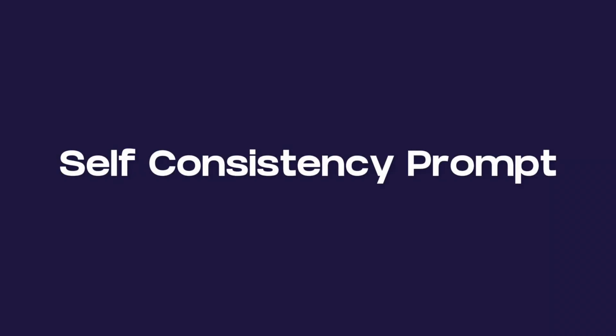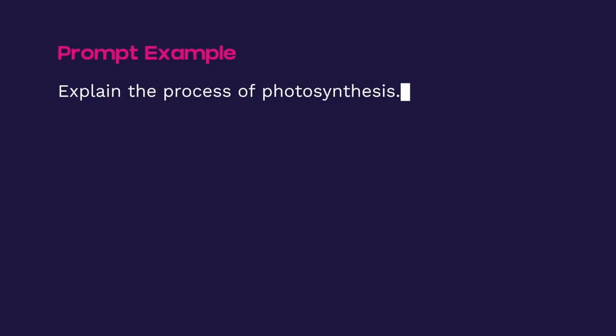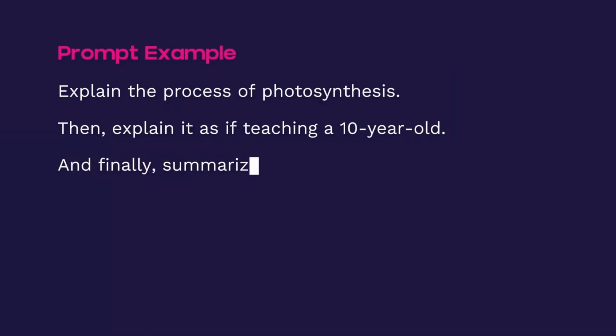And then you have something called the self-consistency prompt, which aims for consistency in its response across different forms of the question. And this is super useful for verifying information reliability. So an example here could be something like, explain the process of photosynthesis, then explain it as if teaching a 10-year-old, and finally summarize the concept in one sentence. So by asking it to do these multiple things many times, you're actually sort of testing it, to see whether or not it's actually giving you the correct response.